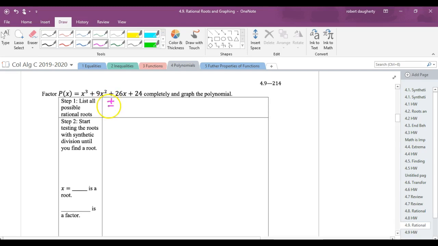So it's plus or minus the factors of what? Plus or minus the factors of 24 divided by the factors of 1. That makes it a little bit easier. So this really is just the factors of 24, plus or minus. That's 1 times 24, 2 times 12, 3 times 8, 4 times 6.